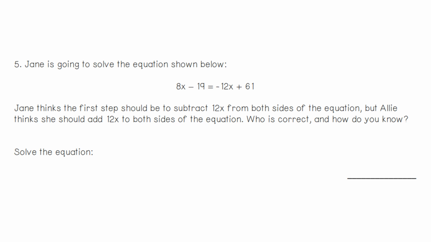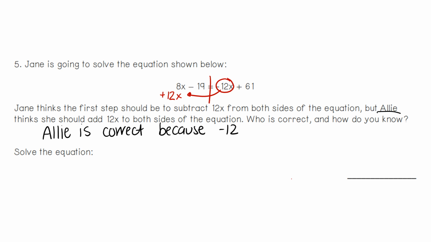So there are no parentheses, so there's no multiplication. There's no like terms, so there's no combining. We go straight into combining our variables. So they want to move the negative 12x over to the left-hand side. Negative 12 would change to a positive 12 when we move it. So in this case, Allie is going to be correct, because a negative 12 changes to positive 12 when you move it.